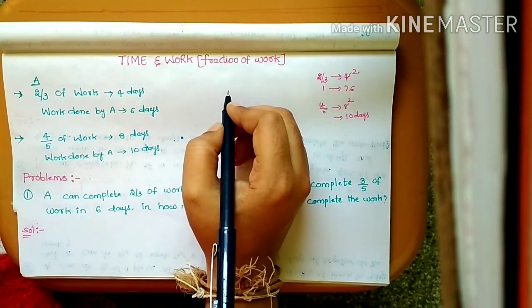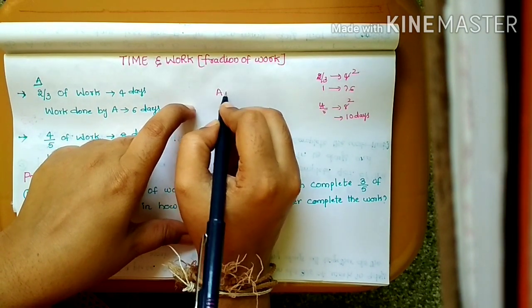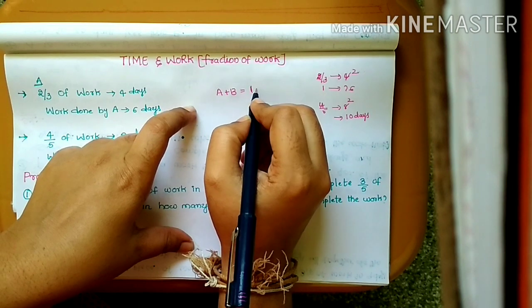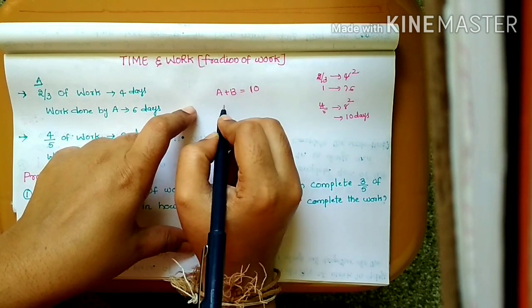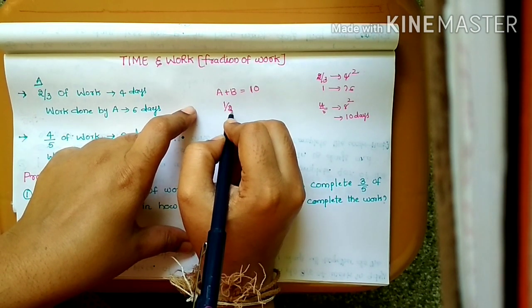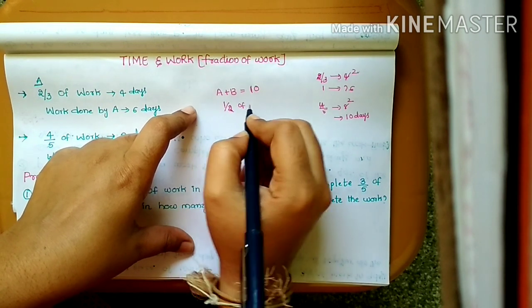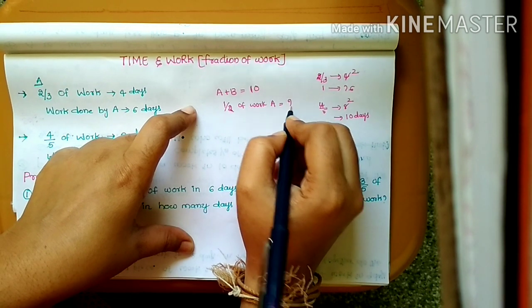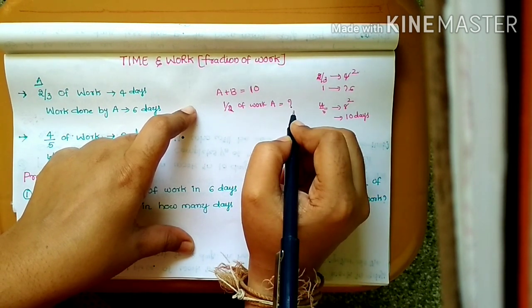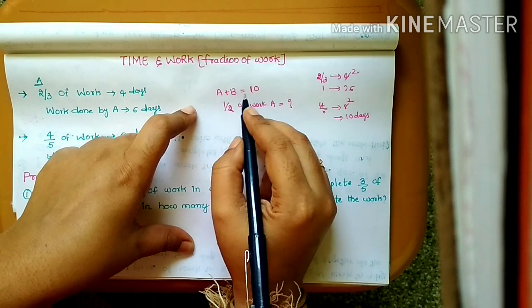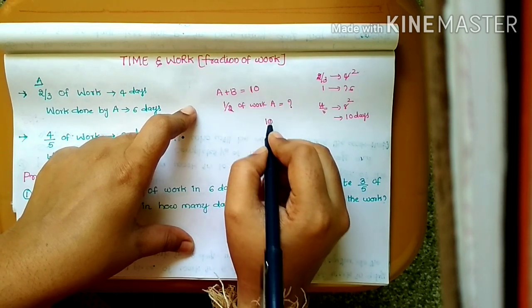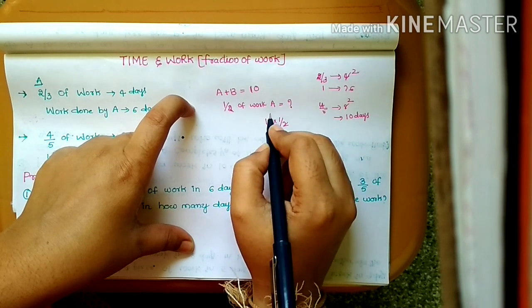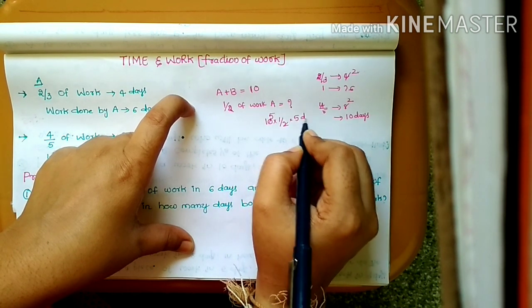Suppose A plus B completed work in 10 days. 1/2 of the work is completed by A. In how many days? Questions like this are also asked. To find out such questions, total A plus B is 10. Work done by A is how much? 1/2. So 5 days.